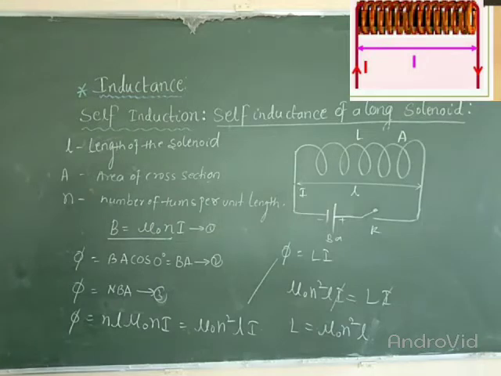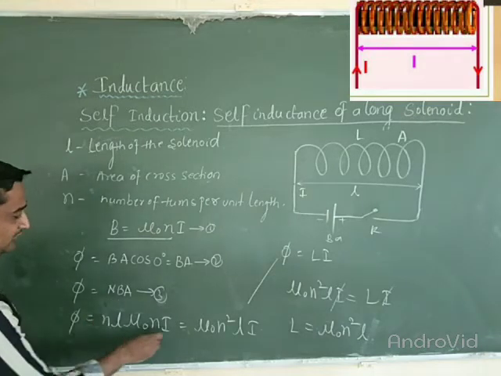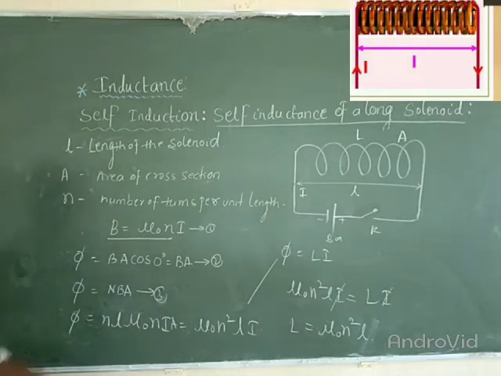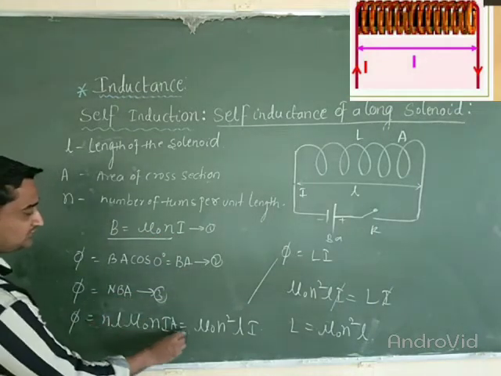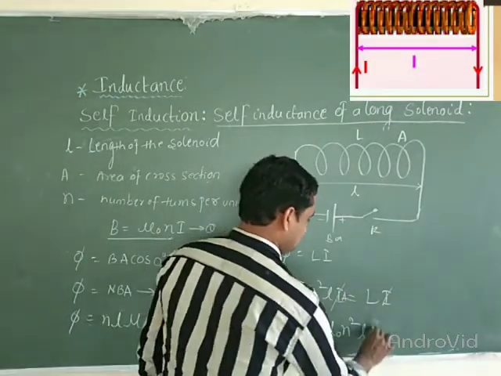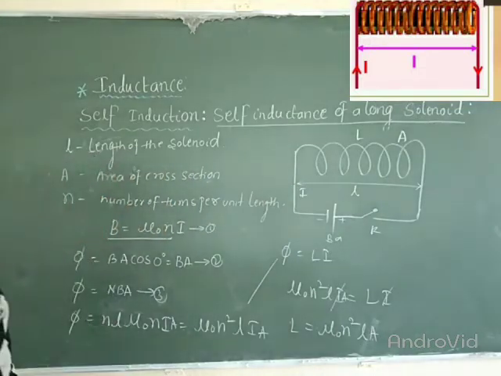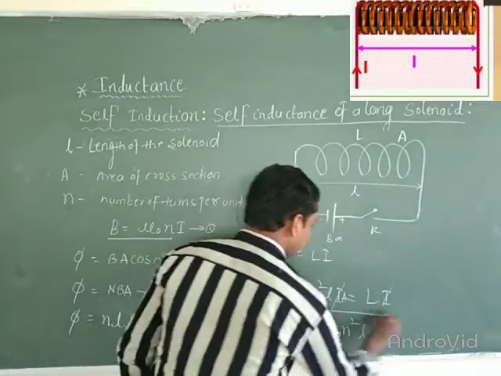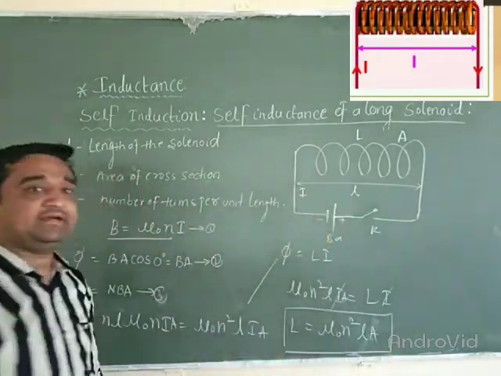And one more expression we have to consider here. We have not written A here. So in place of B we have substituted this mu naught N I. After that we have the A expression here. So finally this is equal to mu naught N square L into A. So the self-inductance of the long solenoid expression is equal to mu naught N square L into A.